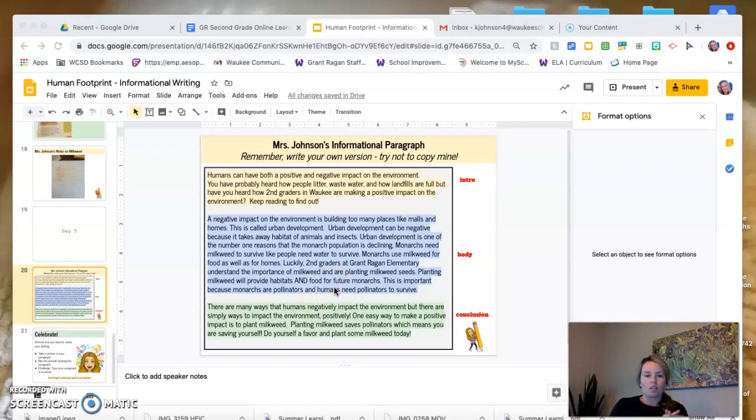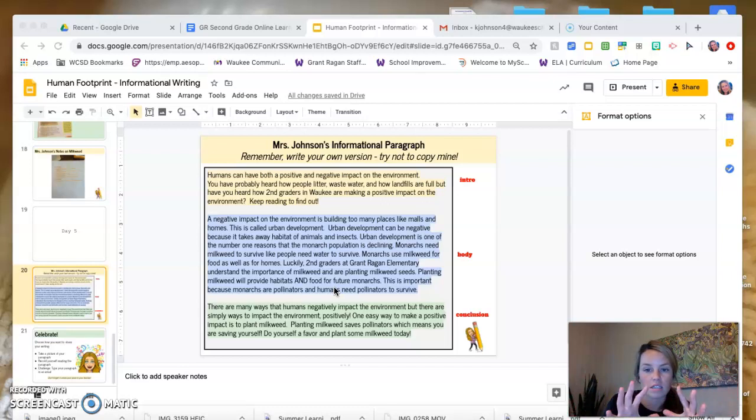Luckily, second graders at Grant Reagan Elementary understand the importance of milkweed and are planting milkweed seeds. Planting milkweed will provide habitats and food for future monarchs. This is important because monarchs are pollinators and humans need pollinators to survive.